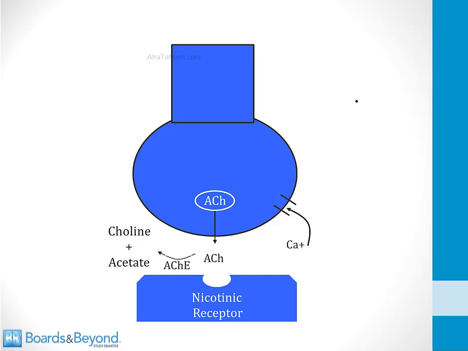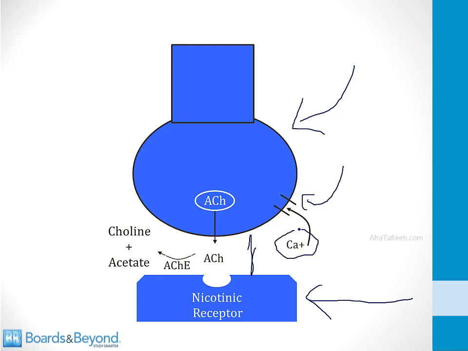Shown on the screen here is my own drawing of a neuromuscular junction. This is a motor neuron here at the top, this is a muscle fiber at the bottom, and this is a synapse here in between the motor neuron and the muscle fiber. So when the motor neuron depolarizes and it reaches the end of the neuron, that will open calcium channels, which will allow calcium to rush into the neuron.